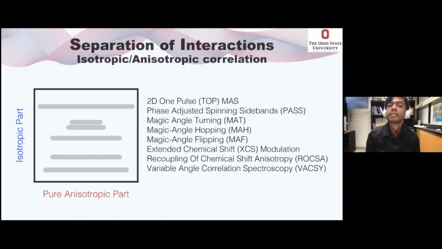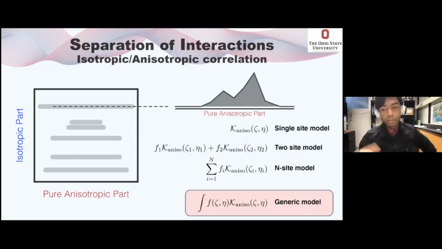There are a number of techniques that we can use to do this. Namely 2D one-plus MAS, phase-adjusted spinning sideband, magic angle turning, magic angle hopping, magic angle flipping, extended chemical shift modulation, recoupling of chemical shift anisotropy, and variable angle correlation spectroscopy. There's a whole list of experiments that you can do, but the end result is that you correlate the isotropic and the anisotropic part. Now, with the isotropic part moved to its own dimension, we can take a cross-section across one isotropic shift. And then what we get, I'm showing here, is a pure anisotropic line shape.